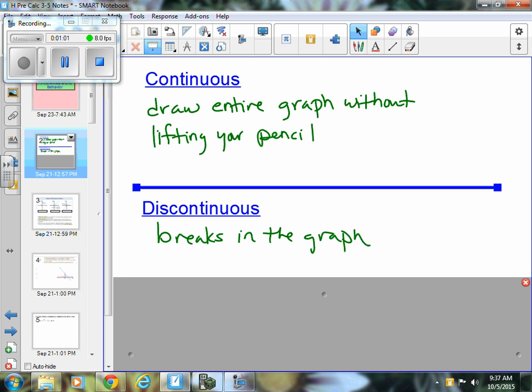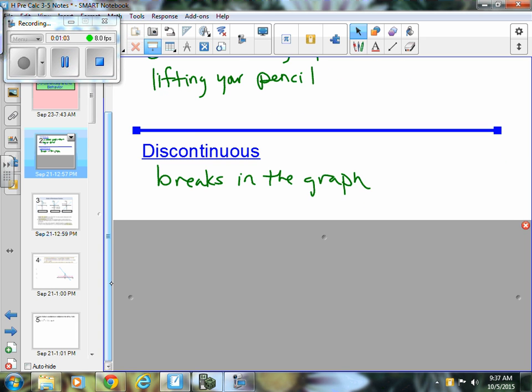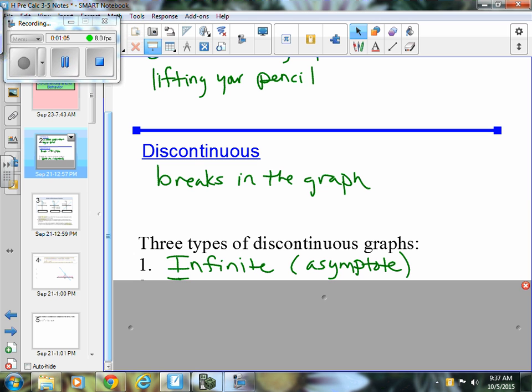So let's talk about the three different types of discontinuity. The first one is called an infinite discontinuity. These are the ones that have asymptotes in there. A great example of an infinite discontinuity would be the parent graph 1 over x. When you look at the graph 1 over x, there's a place of discontinuity at 0 because x can't be 0, and you have your graph that looks something like this. So infinite discontinuity is an asymptote.